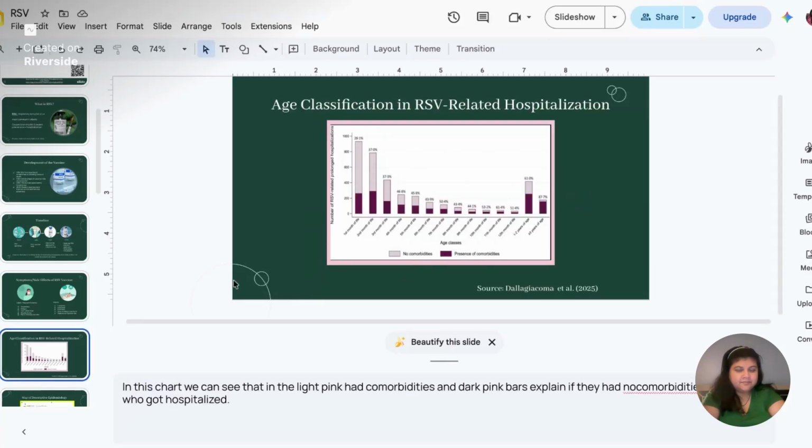In the chart we can see that the light pink bars show more comorbidities, and the dark pink bars show those with no comorbidities, and this means they have gotten hospitalization.